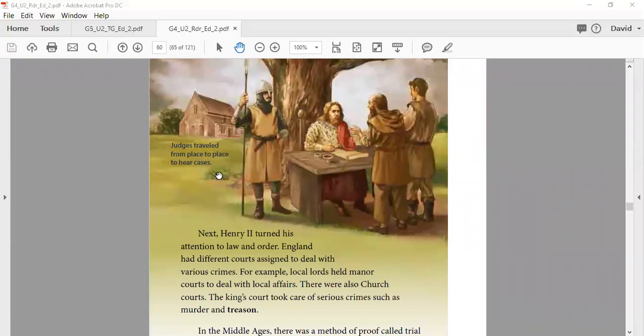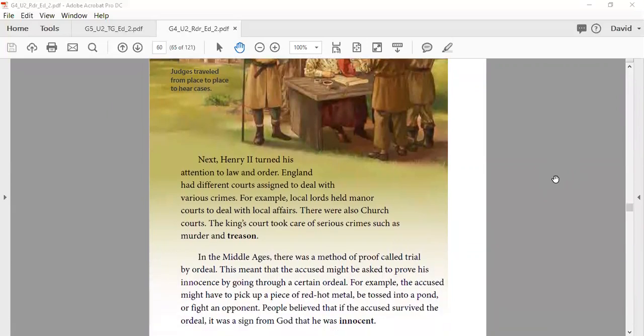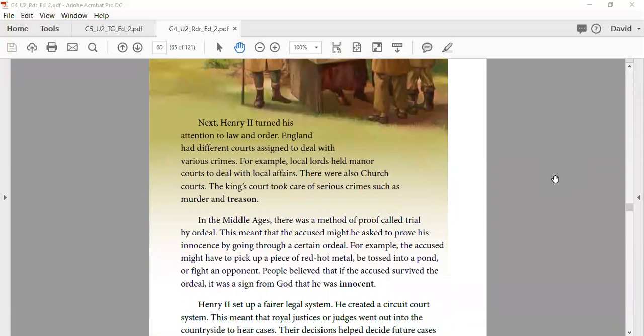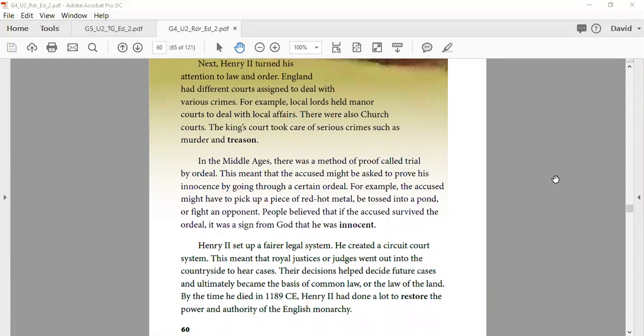Judges traveled from place to place to hear cases. Next, Henry II turned his attention to law and order. England had different courts assigned to deal with various crimes. For example, local lords held manor courts to deal with local affairs. There were also church courts. The king's court took care of serious crimes such as murder and treason.